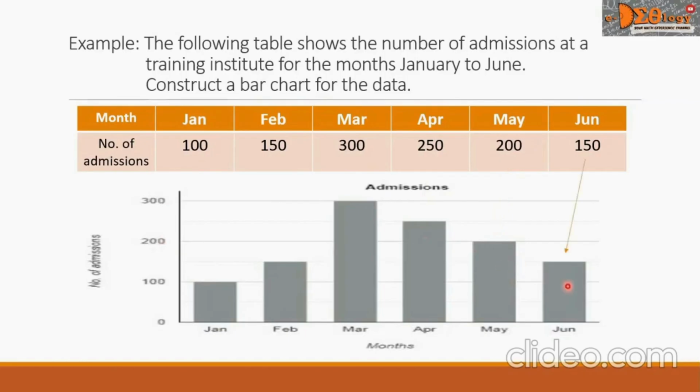The last rectangle is for the month of June, with the frequency 150. We can see also that the level or the height of the rectangle is in between 100 and 200. So we are done with our bar chart for our example, and this is our final answer.